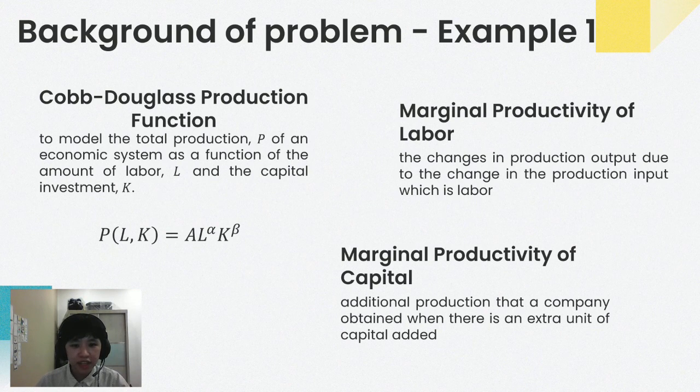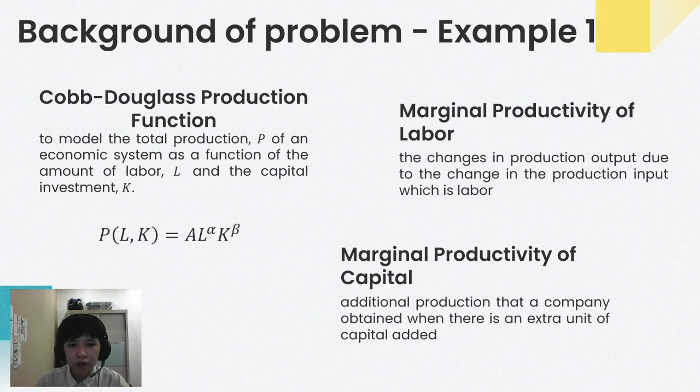First of all, example 1 is about maximizing the Cobb-Douglas production function, which is a function to model the total production P of an economic system as a function of the amount of labor L and the capital investment K. The general Cobb-Douglas production function is denoted as below.